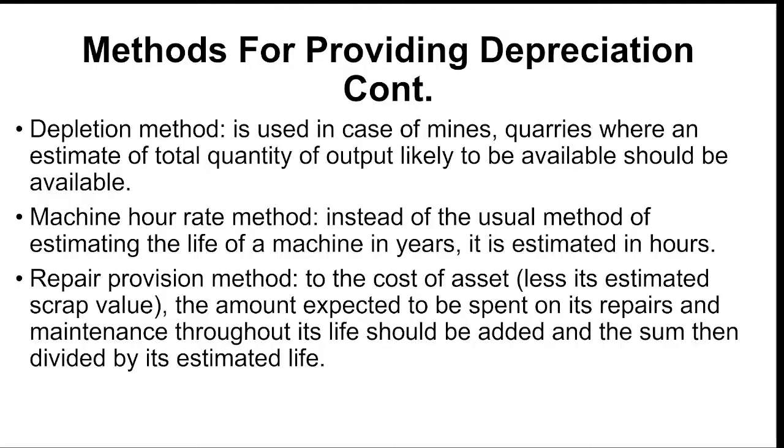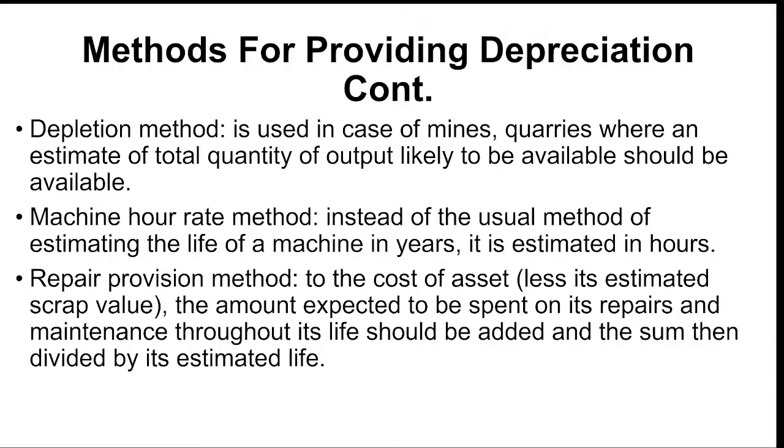We have the depletion method. This one is used in case of mines and quarries, where an estimate of the total quantity of output likely to be available is used. So it is used to calculate the depreciation of mines, where you have the total output. Then you have the machine hour rate method. Instead of the usual method of estimating the life of a machine in years, it is estimated in hours.